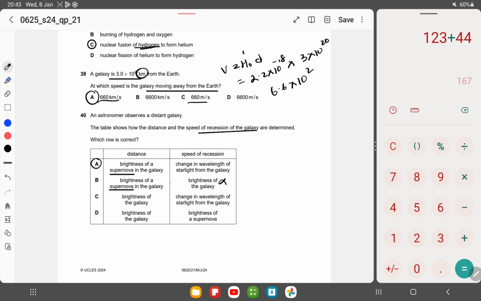Brightness of the galaxy and brightness. Okay, so this is wrong. It will not give us the speed of recession. And therefore the answer has to be A.